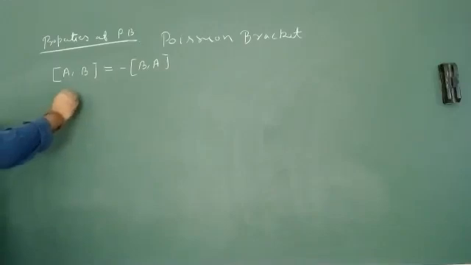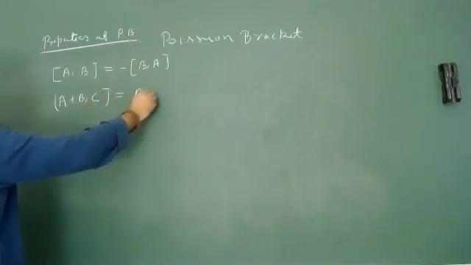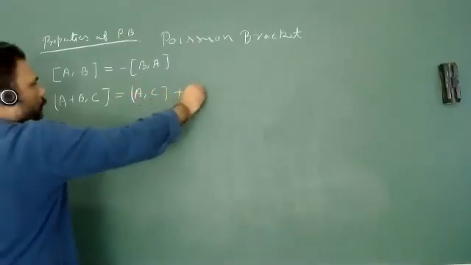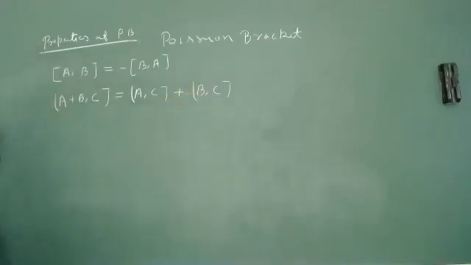We have {A + B, C}, the Poisson bracket with C. This is pretty simple. It is {A, C} plus {B, C}. These all are very trivial. You can just derive it yourself. There is no need for derivation.